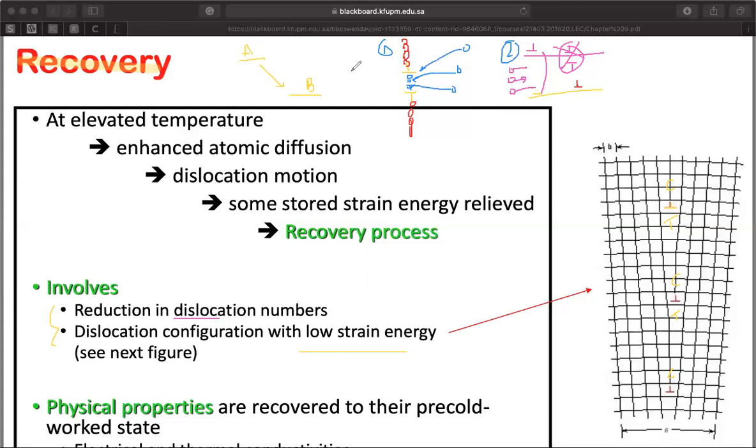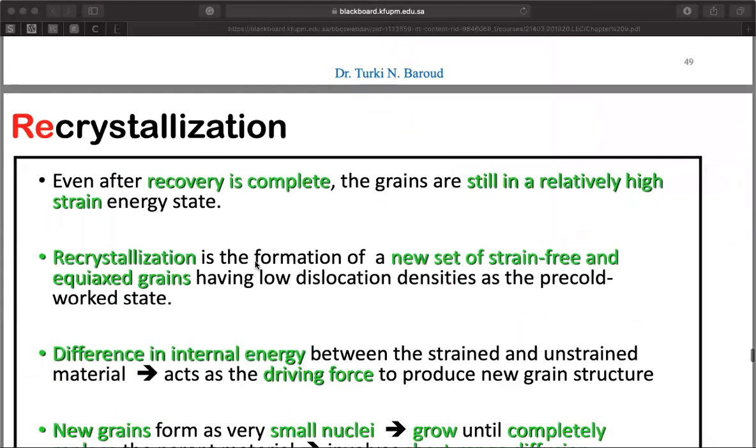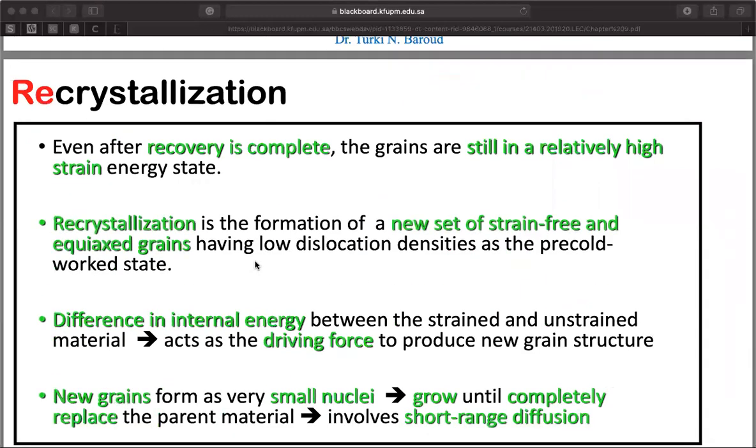But what's happening in this stage is not enough to change the mechanical properties of the material. So what's happening here could affect the electrical property and the thermal property of the material, but in terms of changes in the ductility and the strength, it will not be that significant. It will not be significant until we go to the next stage. Now, the next stage is called recrystallization.